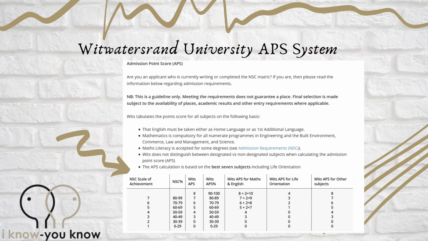So you find that if you got between 90 to 100 for maths and English, you would get 10 points. So this is something to take note of because it can seem quite complex, but it's actually quite simple if you do follow the explanation that they give in their prospectus. Okay, so that's how the APS system works across different institutions. Once again, make sure you familiarize yourself with the APS system of the specific institution you want to apply to.